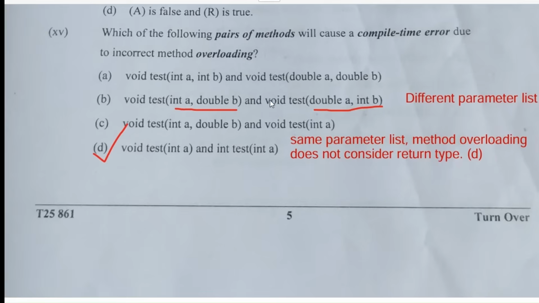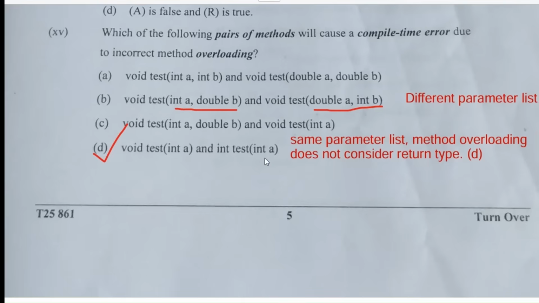Question number 15. Which method overloading case causes a compile time error? Rule: overloaded methods must have different parameter lists. D is the correct answer because void test(int a) and int test(int a) have the same parameter list, int a. Only the return type is different, but method overloading does not consider return type. This will cause a compile time error. Other options, A, B, and C, are valid method overloading cases because their parameter lists are different.